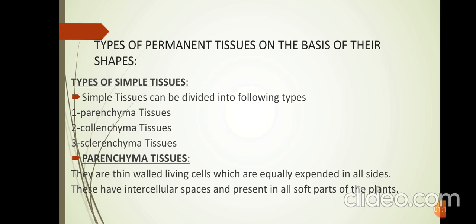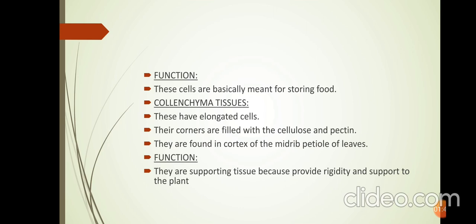Types of simple tissues. There are four types of simple tissues. Number one is parenchyma tissues, number two is collenchyma tissues, and the third one is sclerenchyma tissues. Number one is parenchyma tissues. They are thin-walled living cells which are equally expanded on all sides. These have intercellular spaces and are present in all soft parts of the plant. Function: these cells are basically meant for storing food.